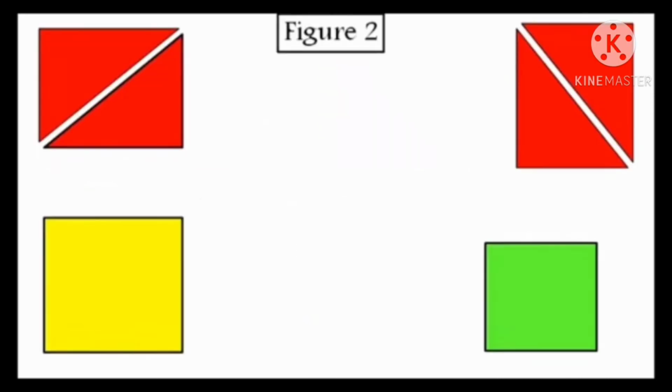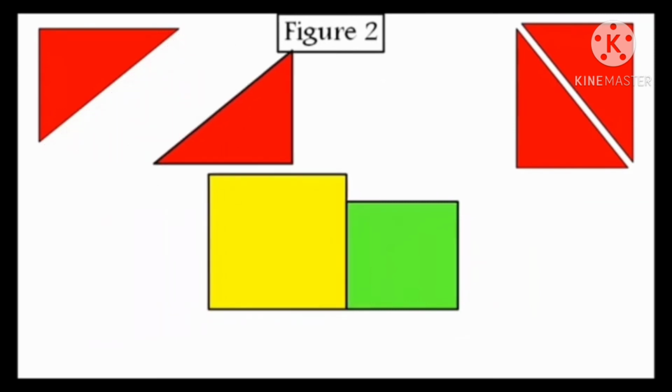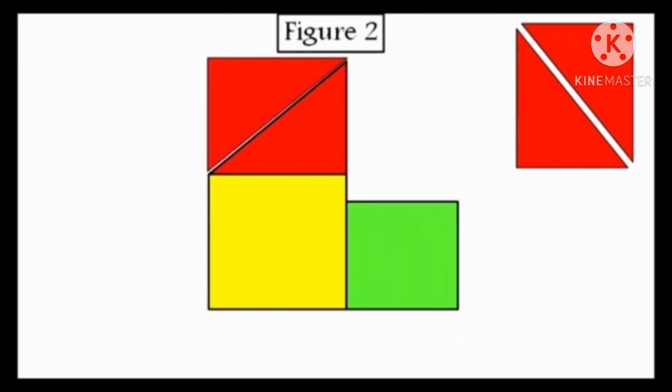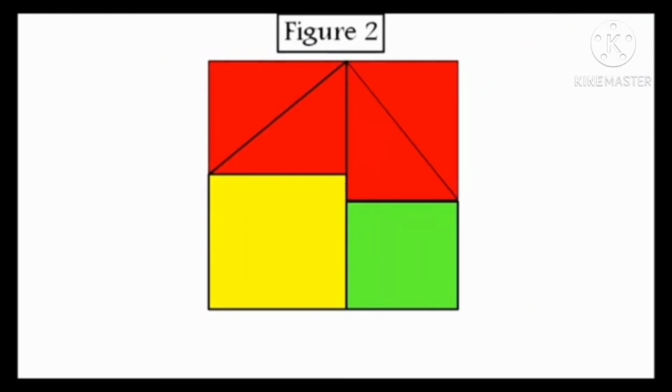Now we will arrange these squares and triangles in such a way that we get a bigger square. Now we can notice that the side of the square formed is a plus b units.